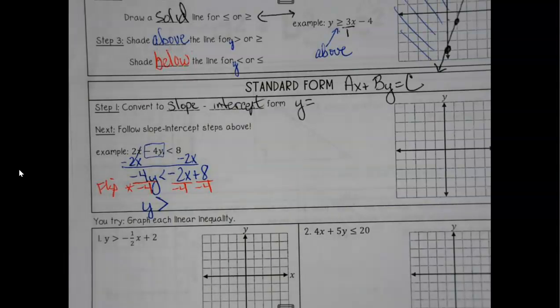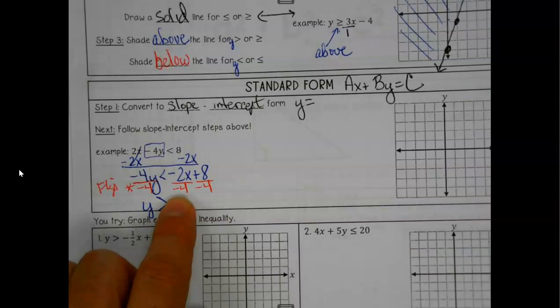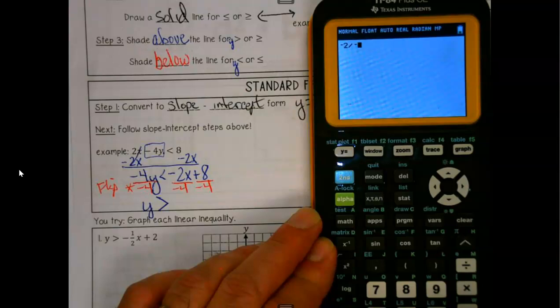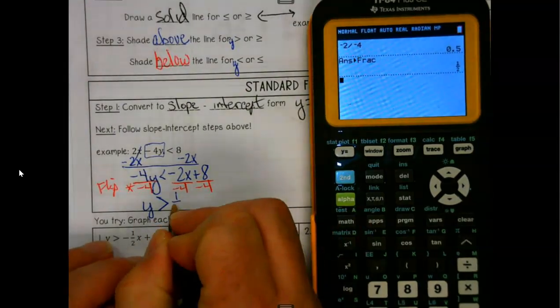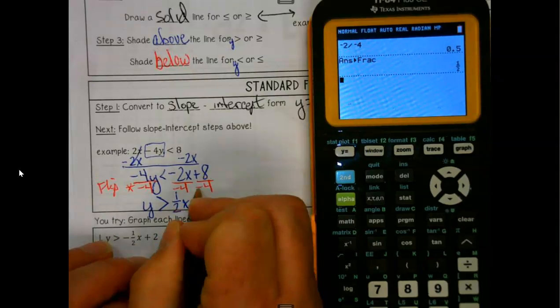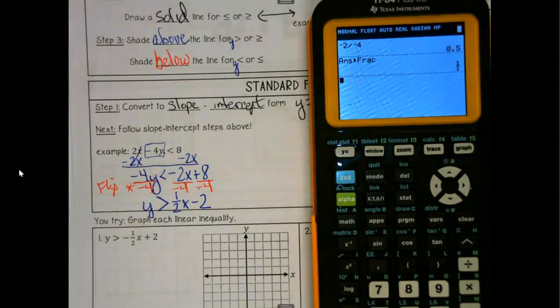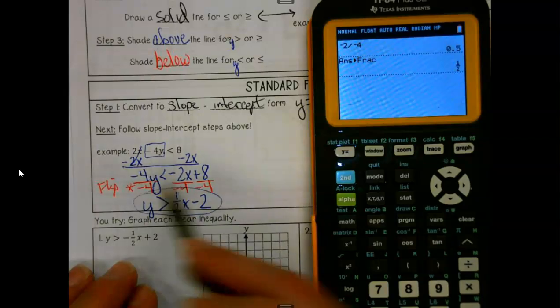Also be cautious. It's a simple thing. Our brains can play tricks on us sometimes. You might look at that and you might think it's 4 divided by 2 and 2, but it's not. Oh, it's not. That's 1/2 positive. And 8 divided by negative 4 is negative 2. So that's what we're going to be graphing.